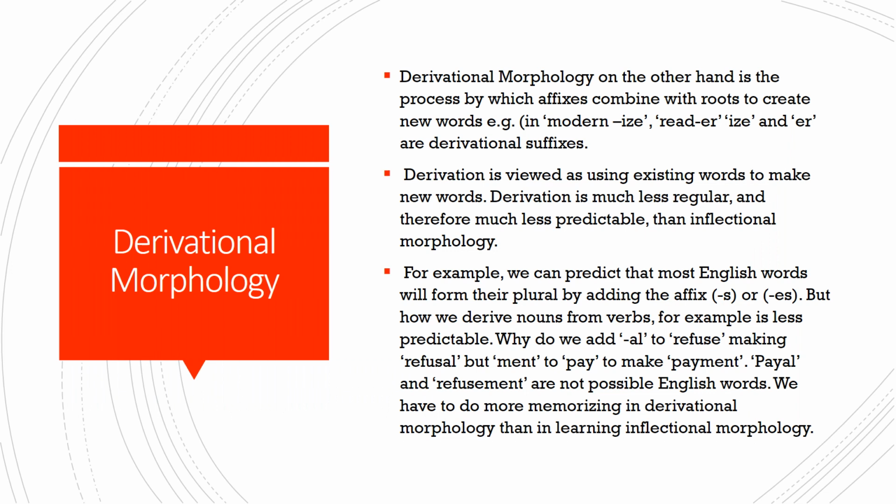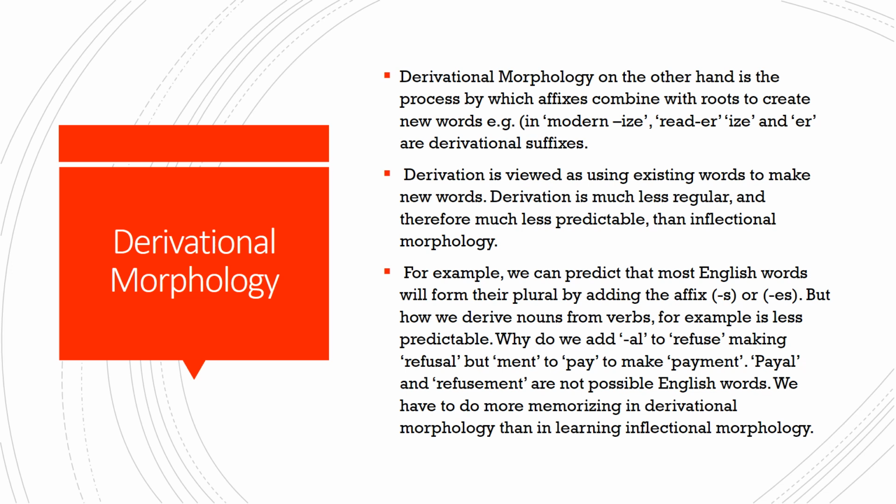Superlative: tallest. Derivational morphology, on the other hand, is the process by which affixes combine with roots to create new words, e.g. modern, modernize; read, reader. ize and er are derivational suffixes. Derivation is using existing words to make new words. Derivation is much less regular and therefore much less predictable than inflectional morphology.